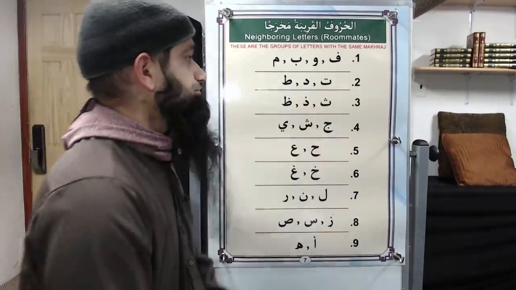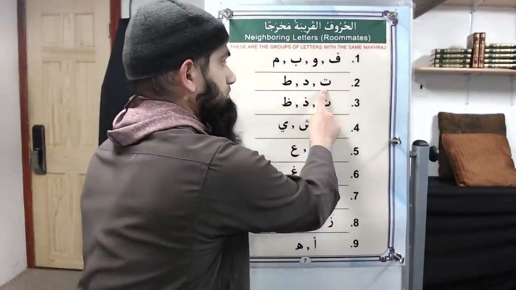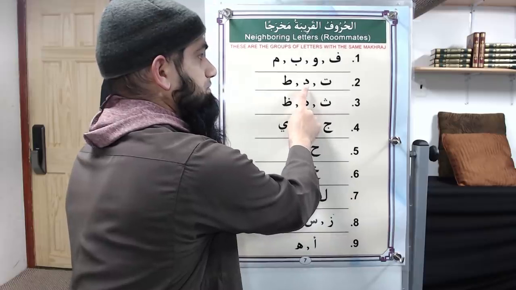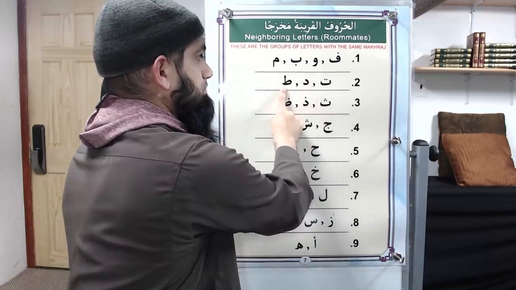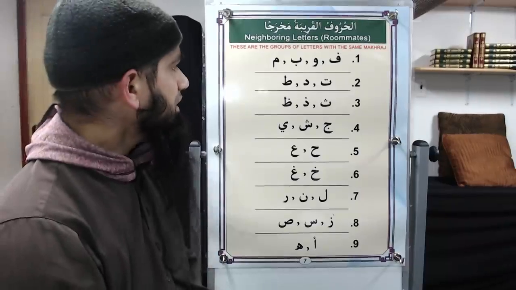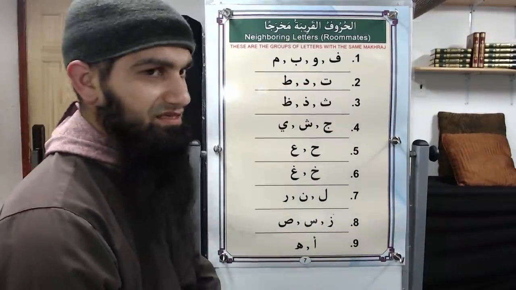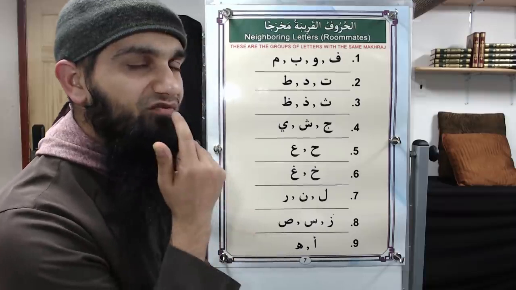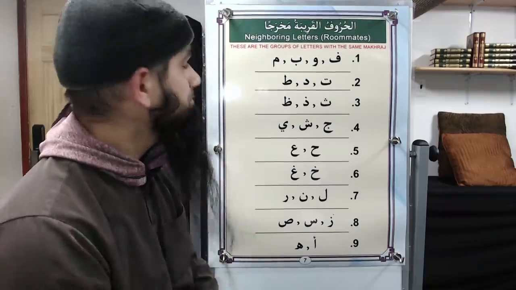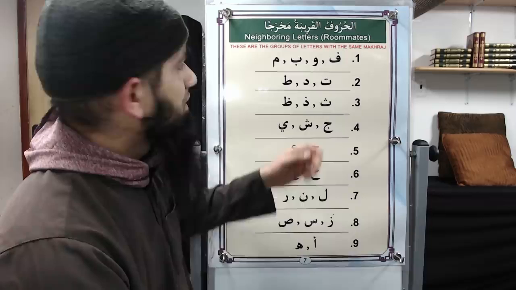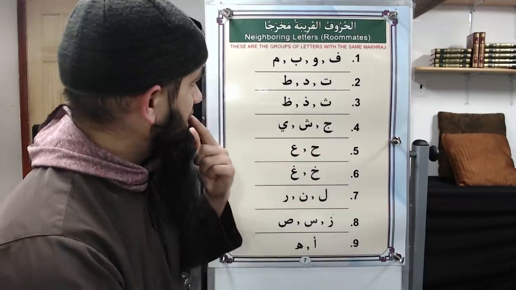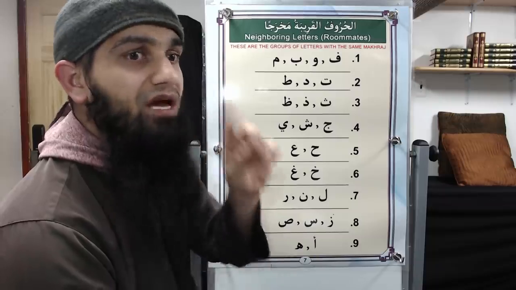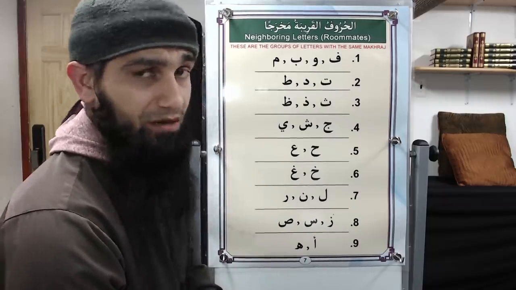Group number 2. Let's read it. Da, Dal, Ta. Okay. What's similar between these letters? They all come from the front flat part of the tongue, which is called taraful lisan, against what? Against the roots of the upper teeth.